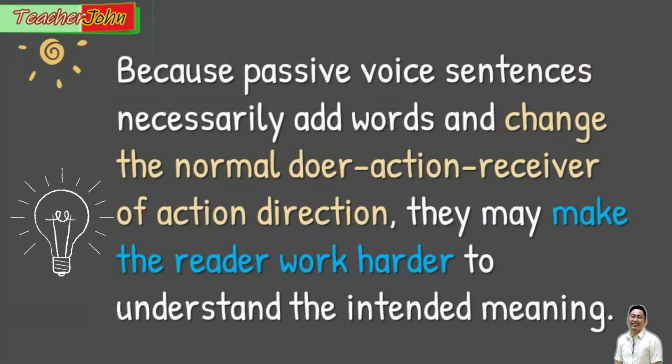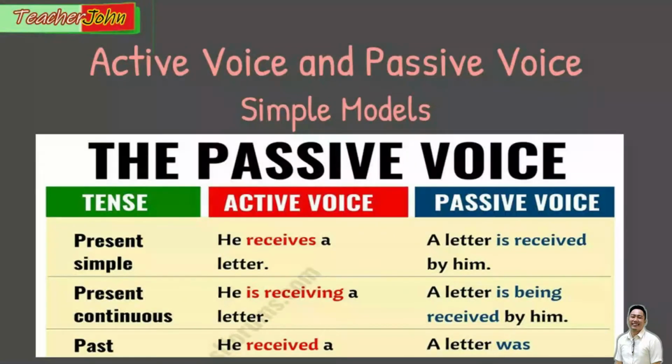Because passive voice sentences necessarily add words and change the normal doer-action-receiver of the action direction, they make the reader work harder to understand the intended meaning. This means, in changing active into passive or vice versa, you will consider, rethink, and even rebuild ideas without affecting the meaning of the sentence. Take a look at these simple examples of sentences having active and passive voices.